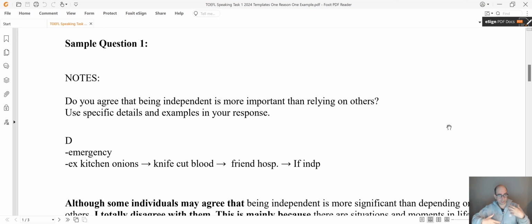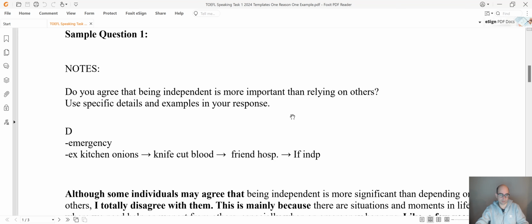But of course, you're gonna just get one of these questions during the exam. So do you agree, this is an agree-disagree question clearly, do you agree that being independent is more important than relying on others? Use specific details and examples in your response. So for this one, I just wanted to do a disagree to show you it is possible. You don't have to agree with everything they ask you. So I disagreed this time, I put D, it's just faster to write.